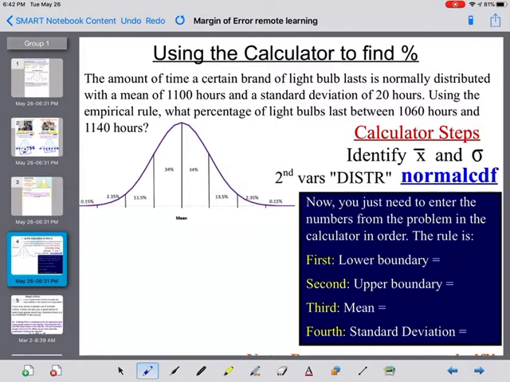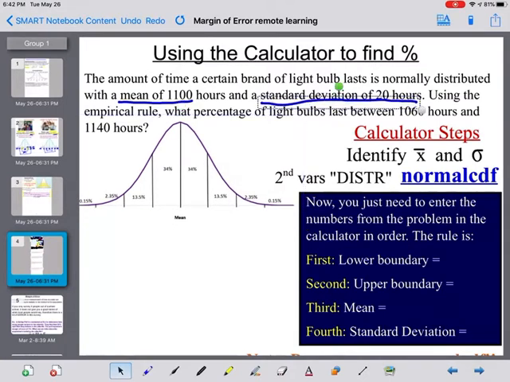The amount of time a certain brand of light bulb lasts is normally distributed with a mean of 1,100 hours, so that means that's on average how long it would last before it burns out, and a standard deviation of 20 hours. Using the empirical rule, so that's what we just learned, what percentage of light bulbs last between 1,060 hours and 1,140 hours?